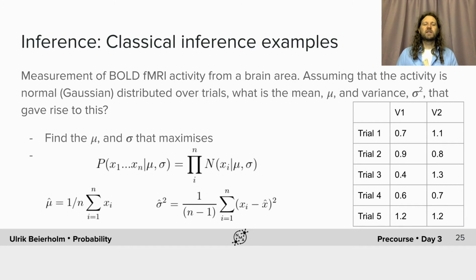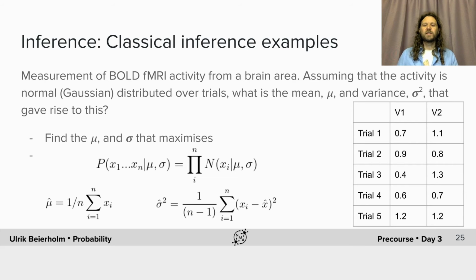A good example of how to do that classically is when you're using the normal distribution. So let's say that you're measuring the BOLD fMRI activity from a specific brain area. And if you make assumptions about this being normal or Gaussian distributed, you might want to wonder about what the mean and variance are that gave rise to this activity that you've actually measured. So you might have different kinds of trials that you've been doing this experiment on, and you might have been measuring from V1 and V2.